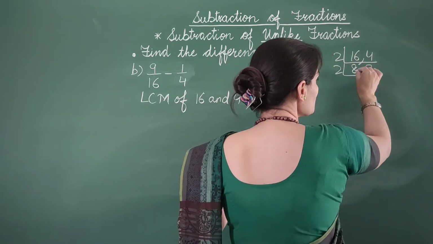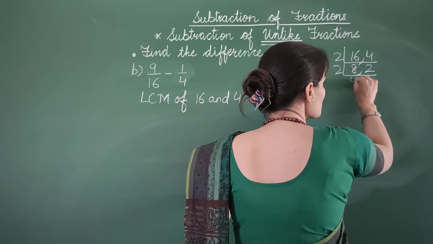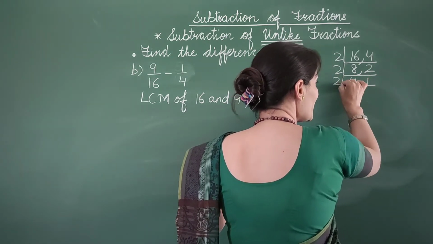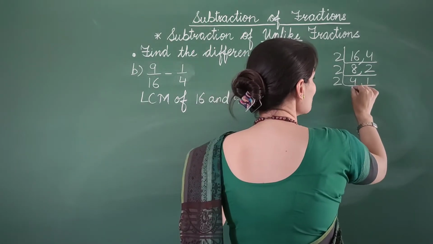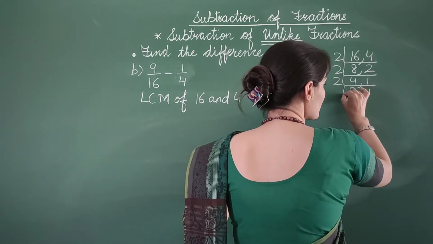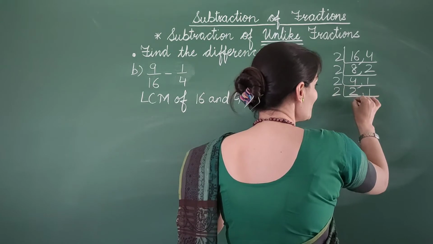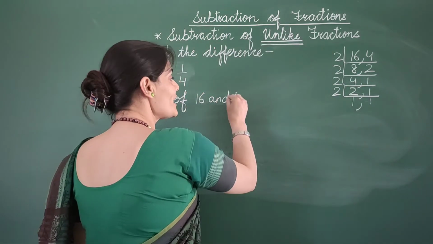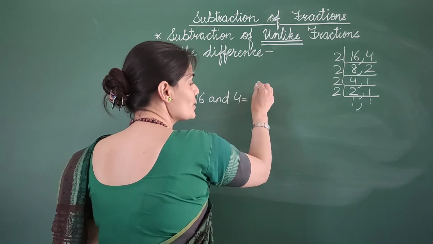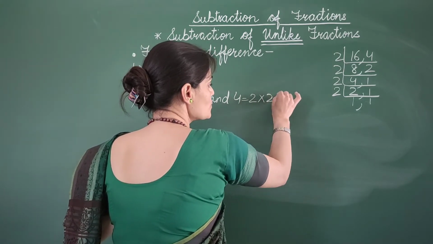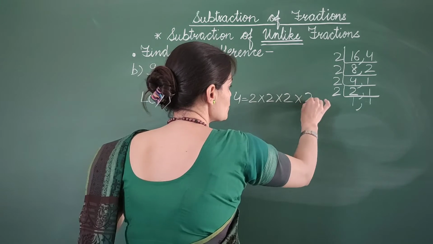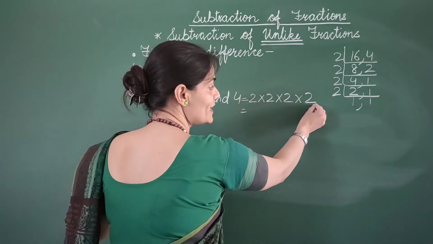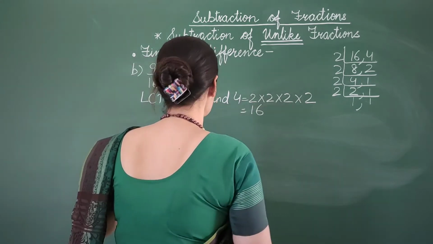Again we divide by 2. 8 divided by 2 will give us 4. And 2 divided by 2 will give us 1. So again I divide by 2. 4 divided by 2 gives us 2 and this will be written as 1. Again I divide: 2 divided by 2 gives us 1 and this is 1. So the LCM of 16 and 4 is equal to 2 times 2 times 2 times 2. And 2 times 2 is 4, 4 times 2 is 8 and 8 times 2 is 16.